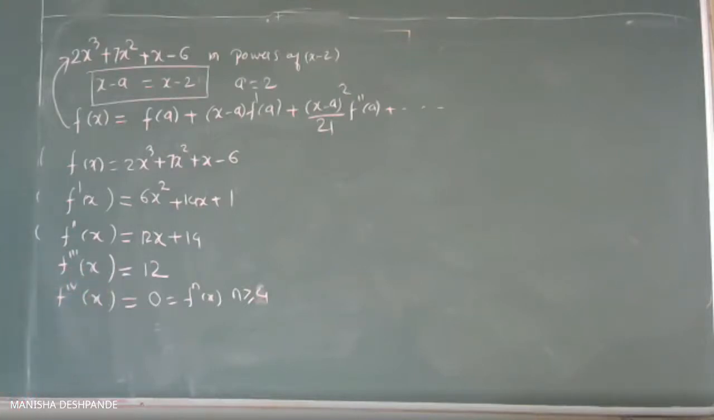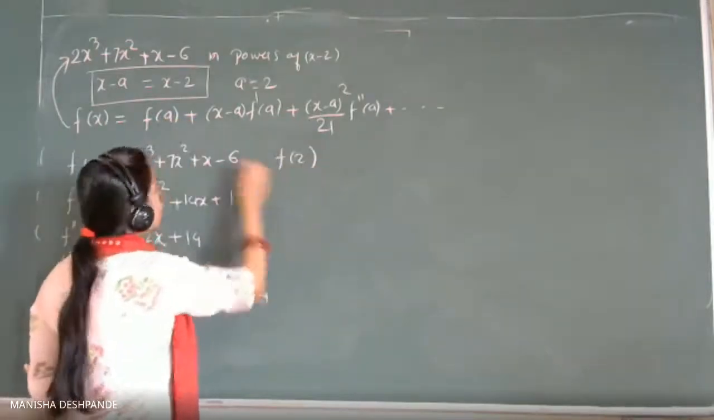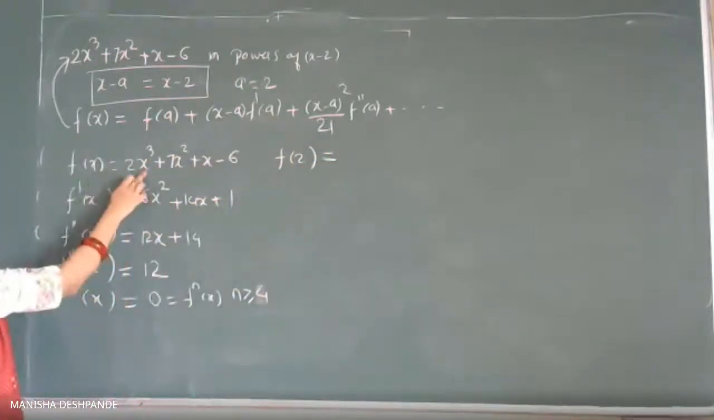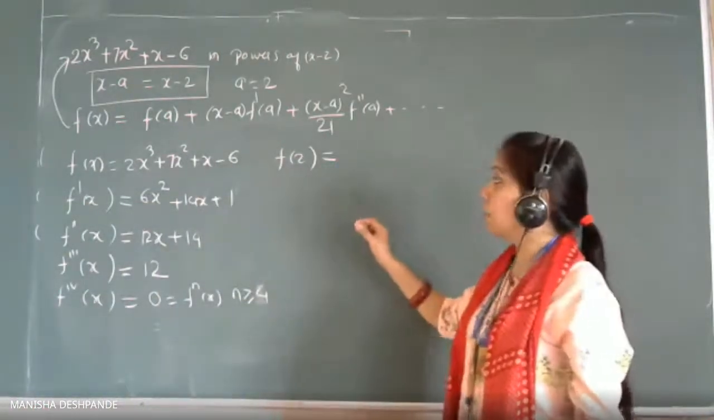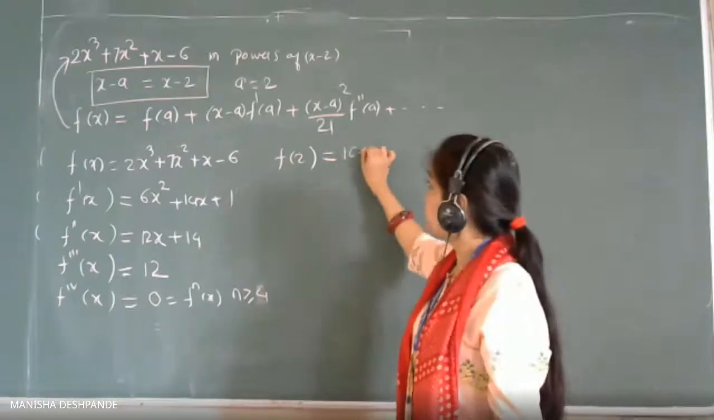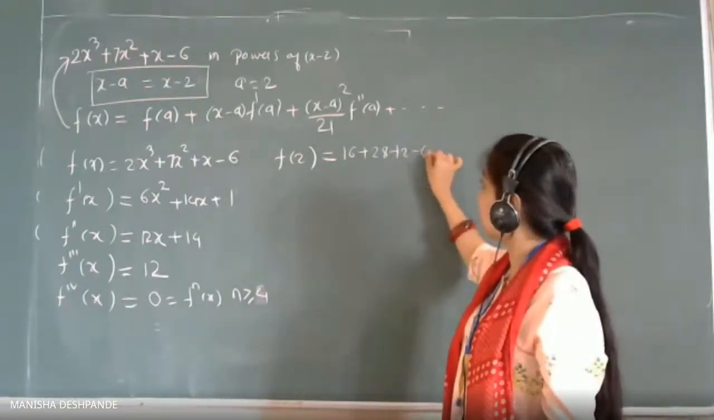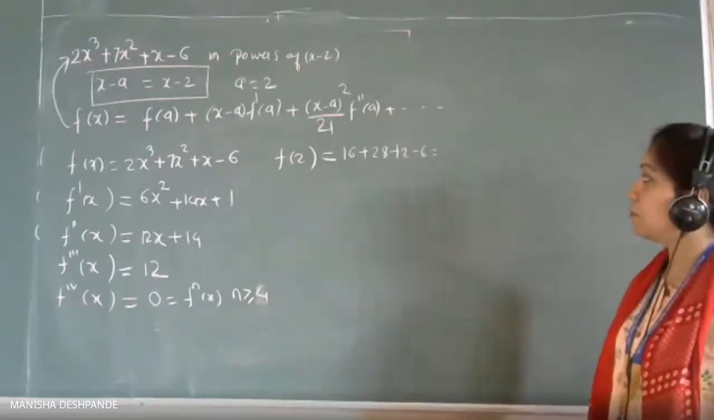f of x you know. So what will be f of 2? What is the meaning of f of a? f of 2 means put 2 in place of x. So what will be your answer? 2 into 8 is 16, 16 plus 4 into 7 is 28, plus 2 minus 6. So what's this value? 30 plus 16 is 46, 46 minus 6 is 40.